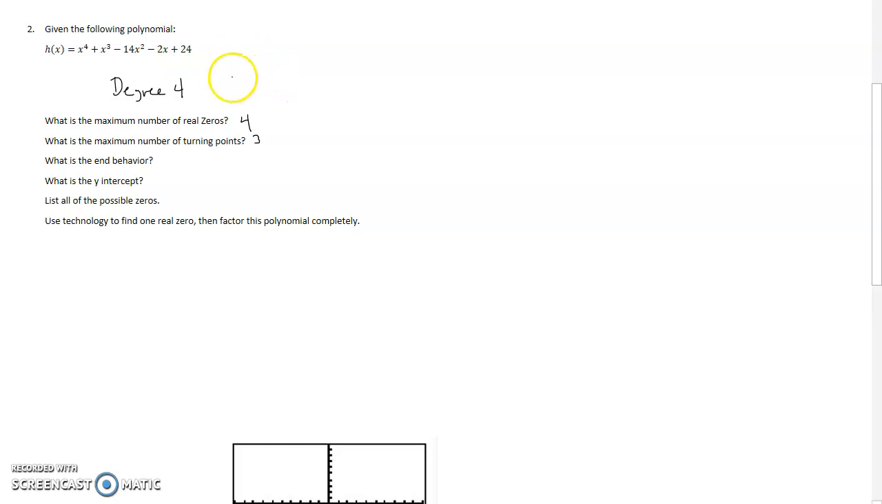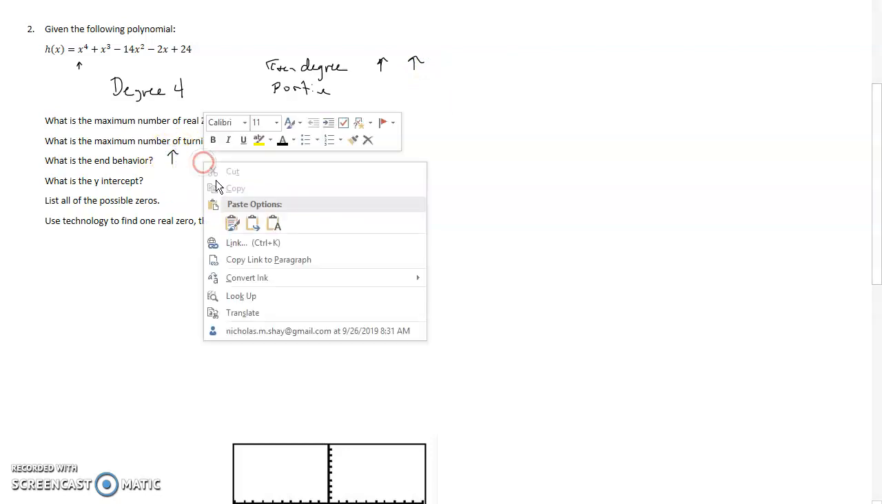What is the end behavior? Since this is even degree, and the leading coefficient right here is positive, the end behavior is going to look like this, right? So this is going to have those arrows pointed up.